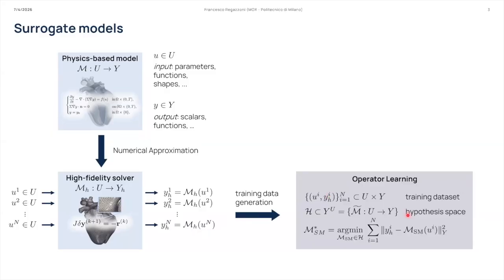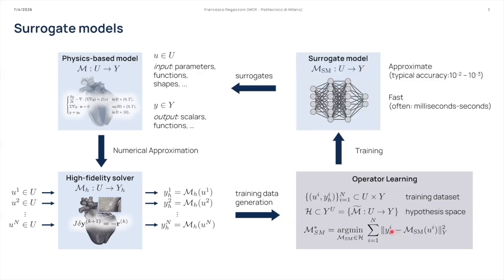And then we select a hypothesis space that is a subset of all the possible functions mapping these inputs to the outputs. And then we look for the model belonging to this hypothesis space that minimizes the discrepancy between the predictions of the surrogate model and the results of the high-fidelity solver. Solving this minimization problem is called training, and the result is a surrogate model. That is a model that is typically approximate, so we have accuracies that very often range between 10 to the minus 2 and 10 to the minus 3 in relative error, but which is much faster. So we typically go from hours of computations to seconds or even milliseconds.